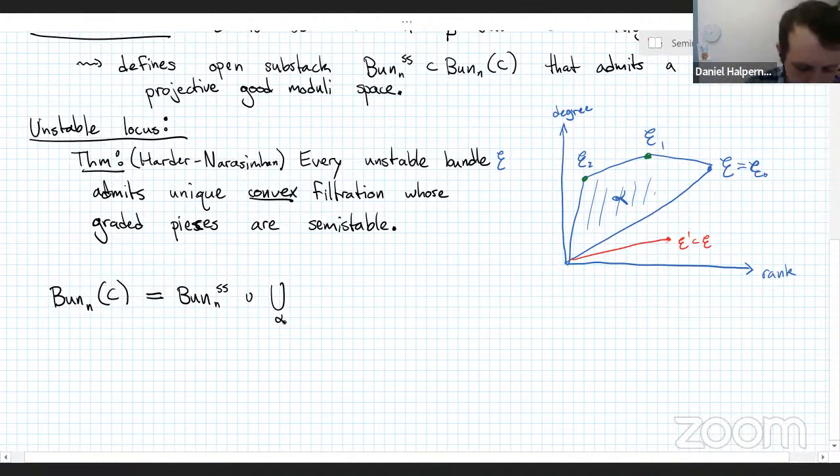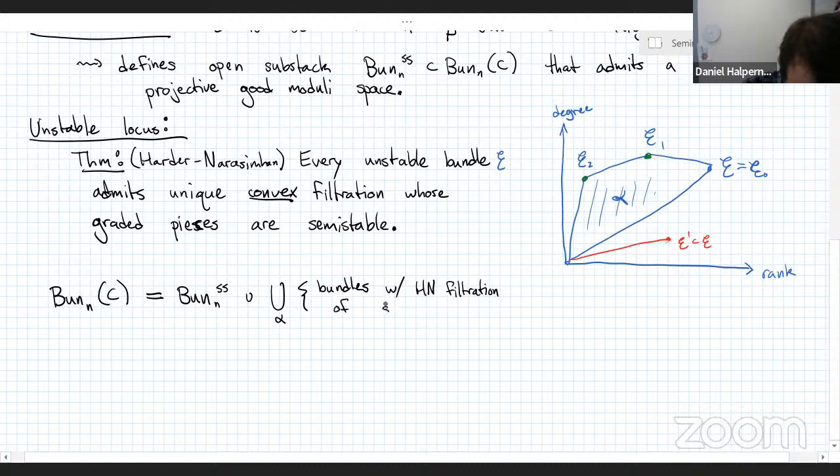Alpha indexes Harder-Narasimhan polytopes. And the strata are the loci of bundles with Harder-Narasimhan filtration of shape alpha. And this is a stratification by locally closed substacks.